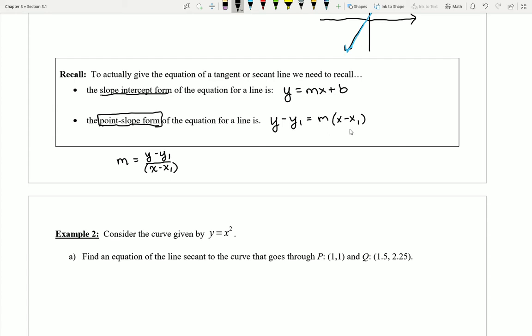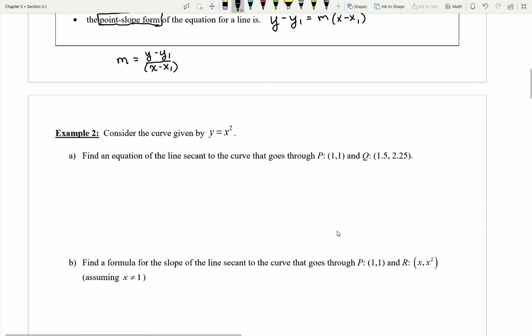So let's take a look here at example number 2 to see how exactly I can use this concept to start to be able to create equations of some tangent lines. All right. So let's consider a simple curve, given by y equals x squared. We know this curve. We love this curve. It's our good old parabola. Vertex sitting right at the origin, maybe looking something like this, right? This is our y equals x squared.